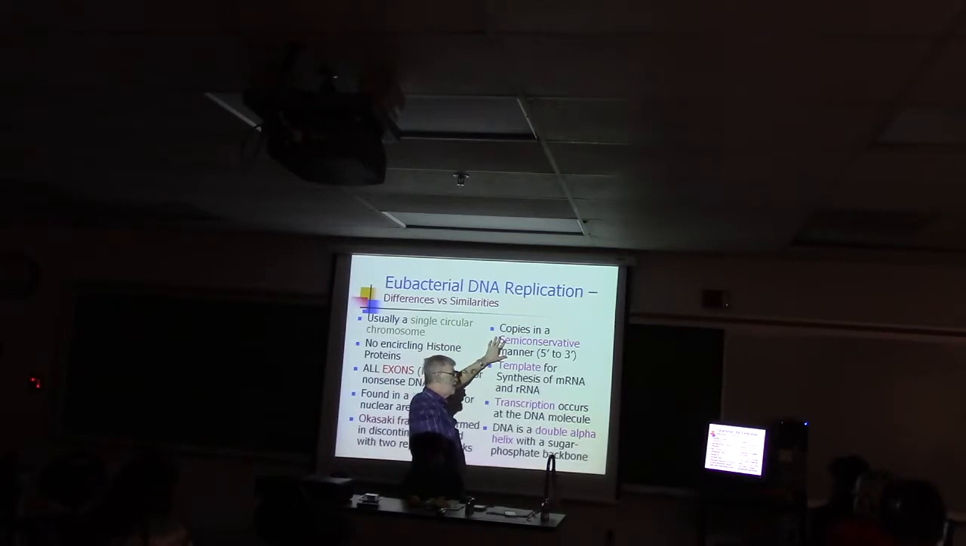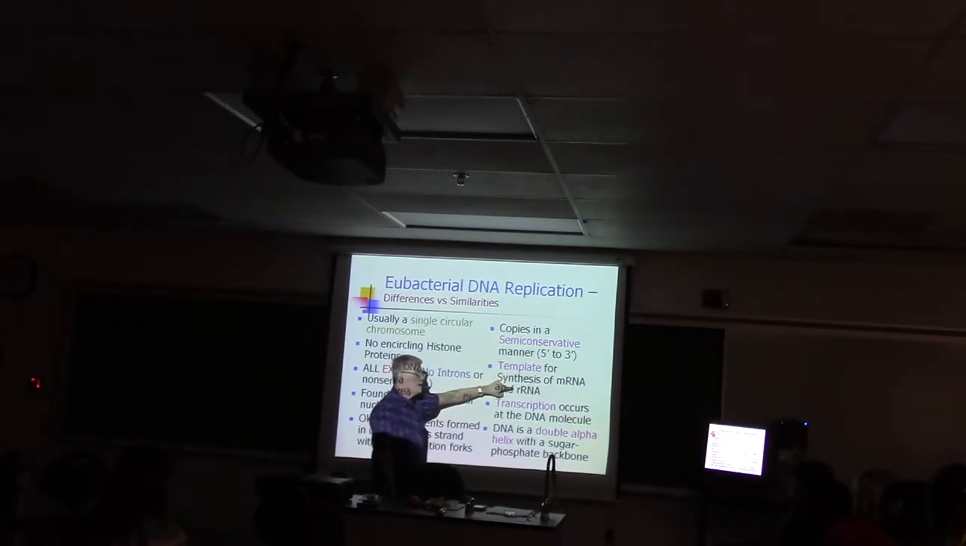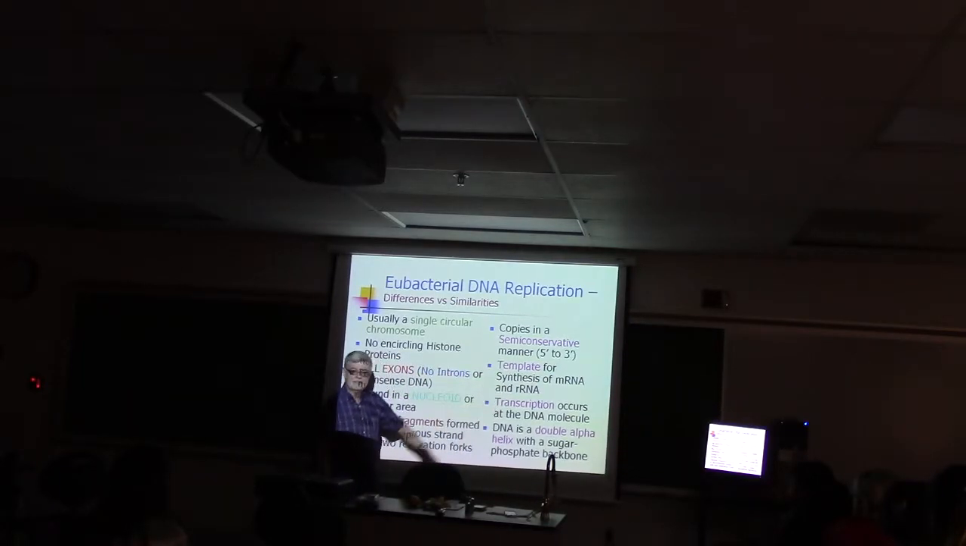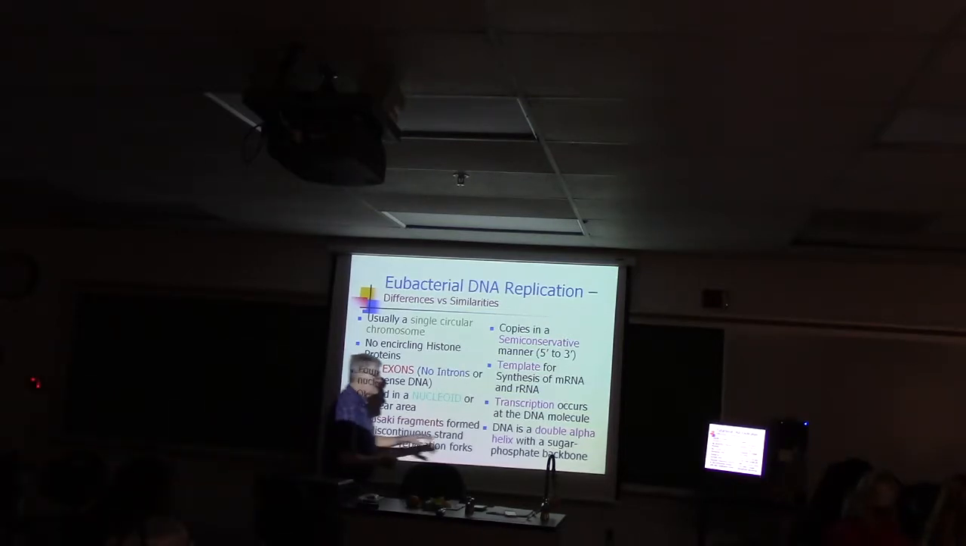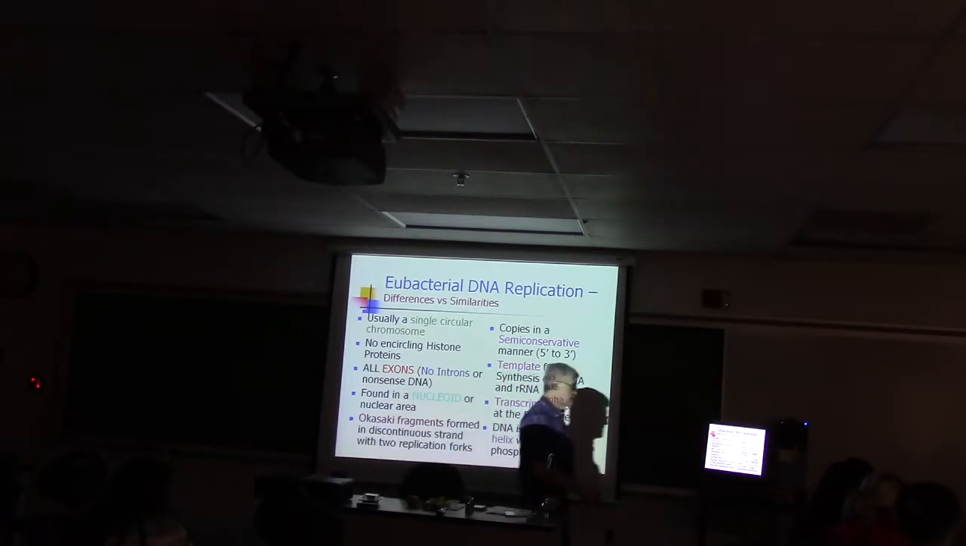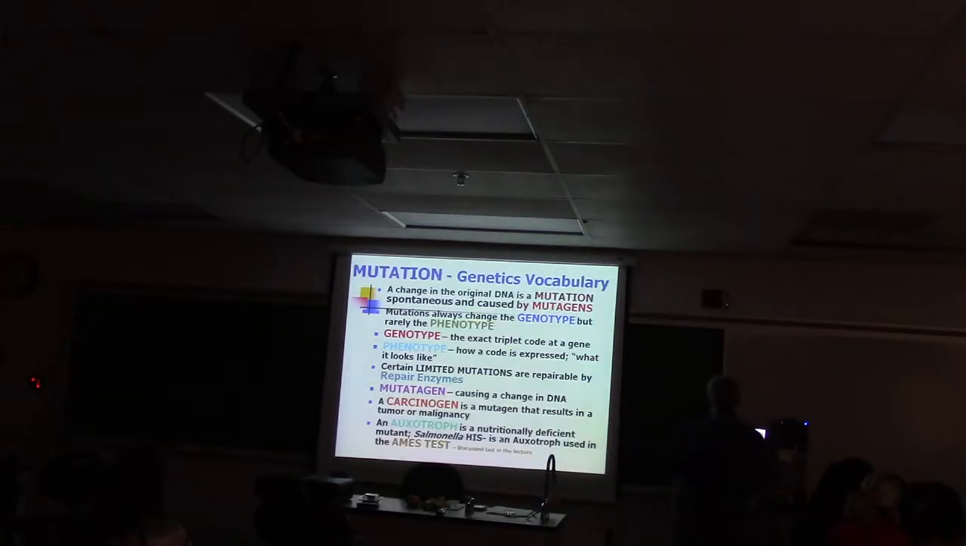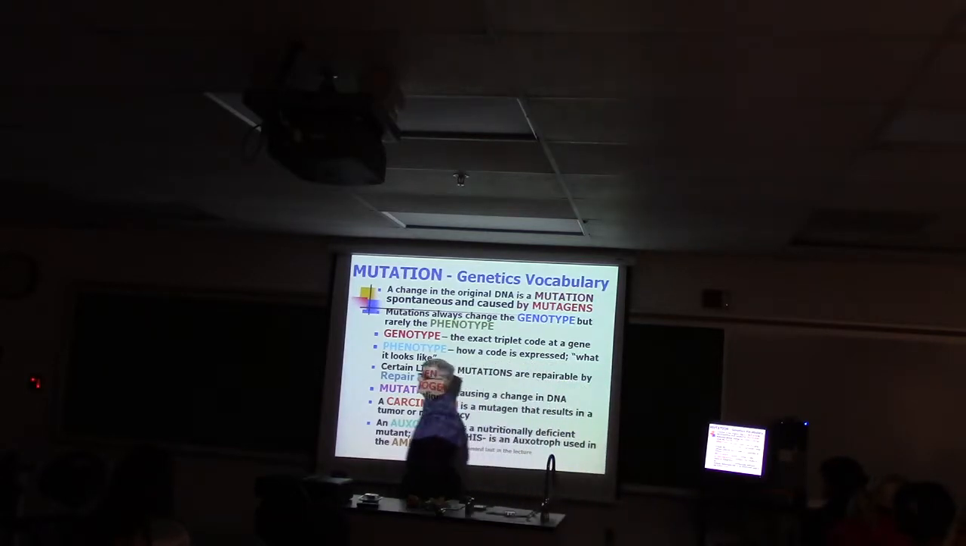Copies itself 5 to 3, template for making messenger RNA and ribosomal RNA. Transcription happens at the chromosome, not in the nucleus, because it's bacteria, they don't have one. And it's still DNA, a double alpha helix. So the similarities are huge, very little difference.